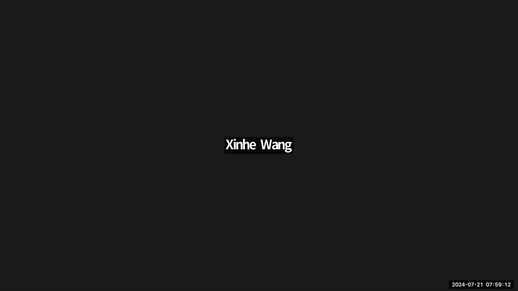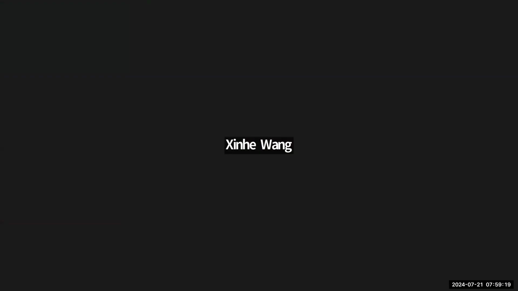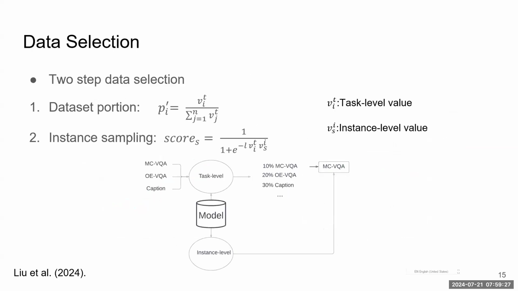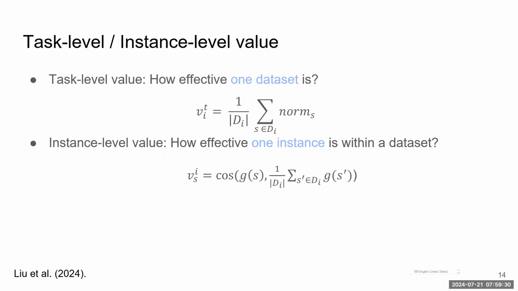Hello, Yijun. Can I ask a question? Yeah. Could you reshare your screen? Oh, sorry. Thanks. Could you go back to the page where the instance level score is defined? Yeah, one slide before. Yeah, here.